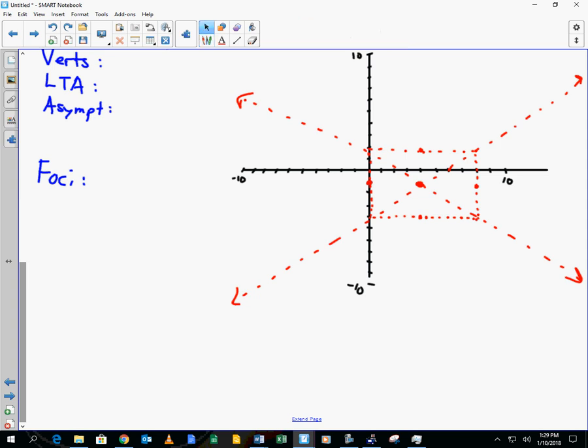Is this hyperbola going to open up side to side or up and down? Why side to side? X is positive, so therefore it's going to open side to side. So therefore the vertices sit on the side of the box.